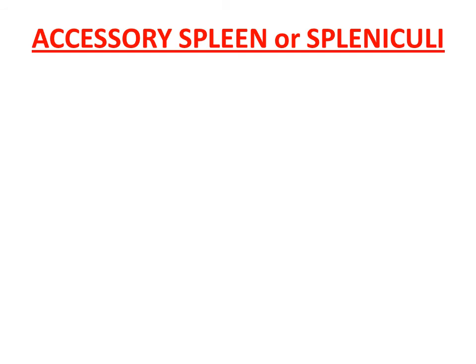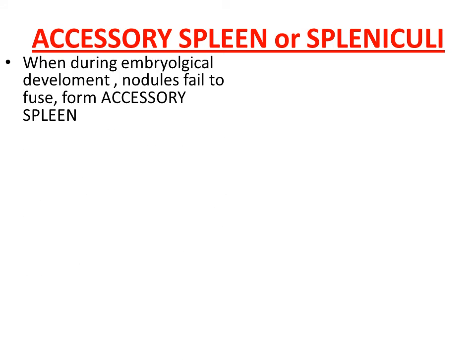Now what is it? See, the embryological development of spleen occurs during 6th week of intrauterine life, and it develops in the cephalic part of the dorsal mesogastrium. Now, a number of nodules develop which soon fuse to form a lobulated spleen, and notching is an evidence. The notches which we have seen on the superior border, characteristically it is present on the superior border. Now, see, when these nodules fail to fuse, they form accessory spleen or splenculi, right?